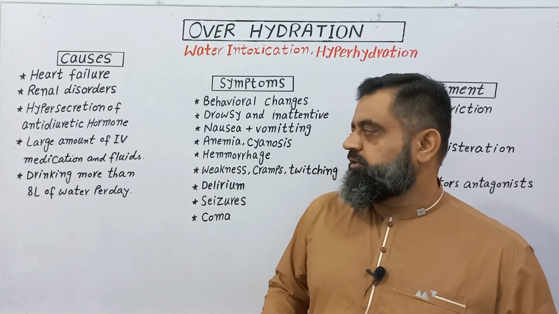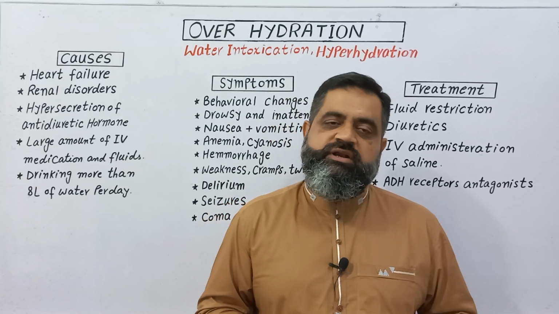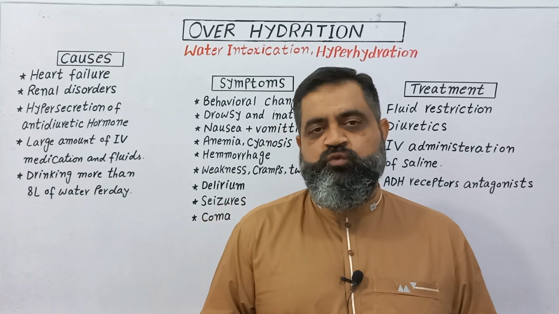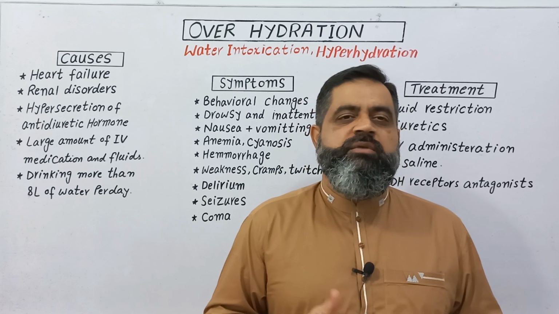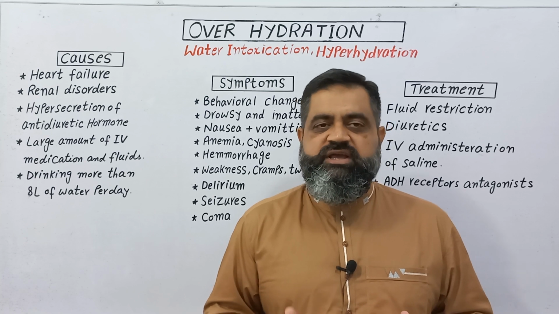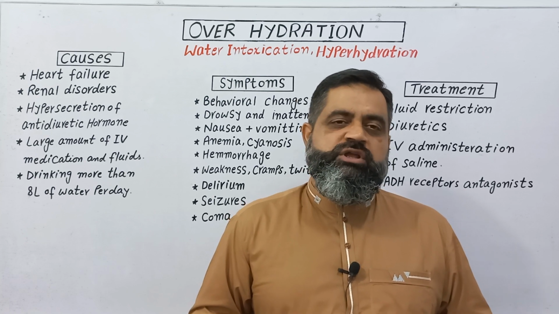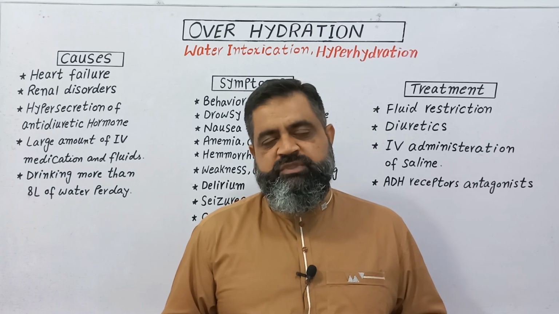Drinking more than 8 liters of water per day. 8 liters of water means 32 glasses of water a day, which is too much water. Usually we need 8 to 12 glasses of water per day, but if you drink plenty of water more than your limits, then the water content of the body increases and can cause water poisoning.